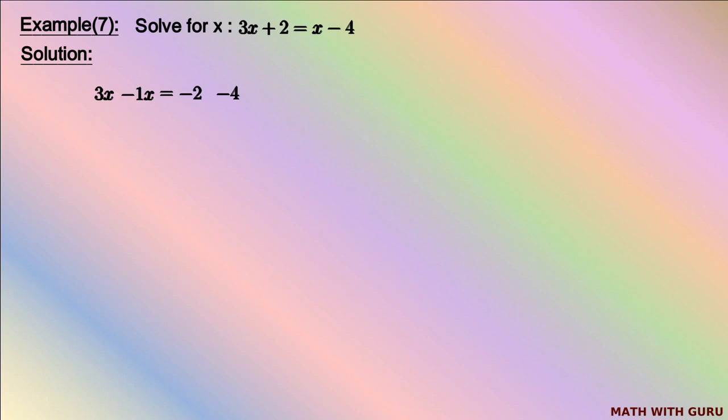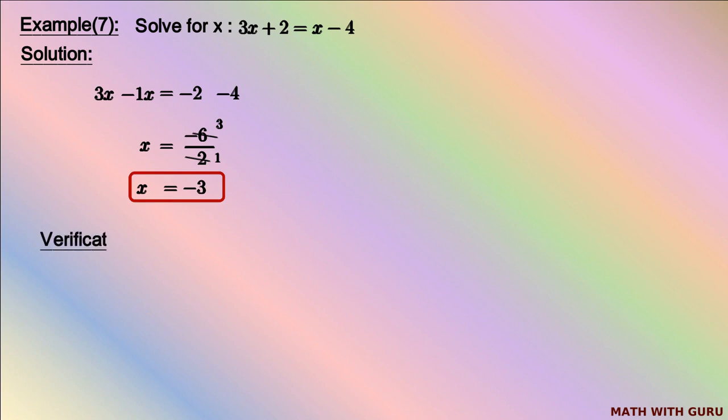Then they change their signs. 3x minus 1x equals 2x. Minus 2 minus 4 is minus 6. Now bring 2 to the right hand side. It divides minus 6. 2 threes are 6. x equals minus 3. Let us verify our answer.